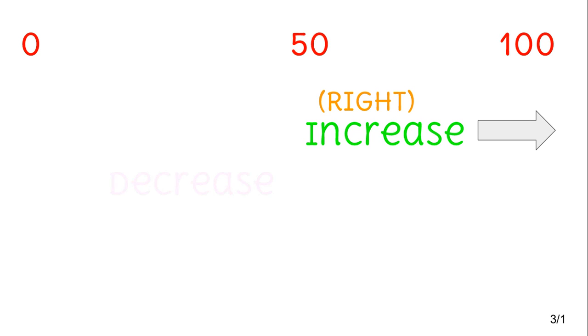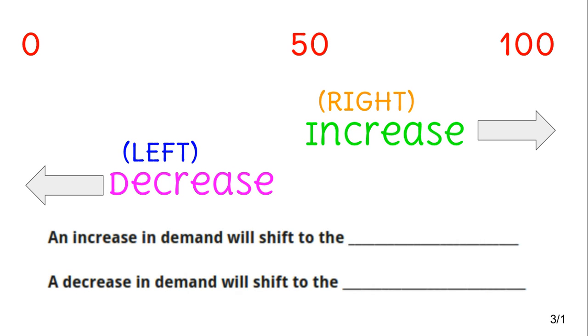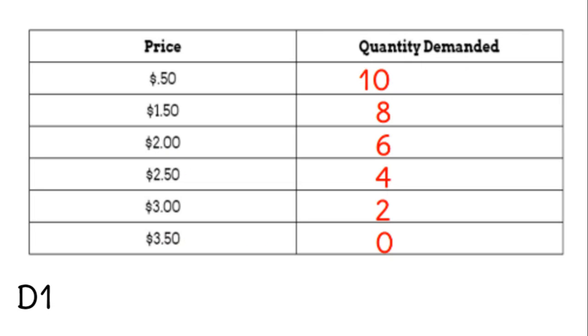Now, if I go from 50 to 0, obviously that's a decrease in numbers, which is going to be a shift to the left. So on your paper, an increase in demand will shift to the, and a decrease in demand will shift to the. Go ahead and fill that out. Hopefully you said an increase in demand will shift to the right and a decrease in demand will shift to the left.